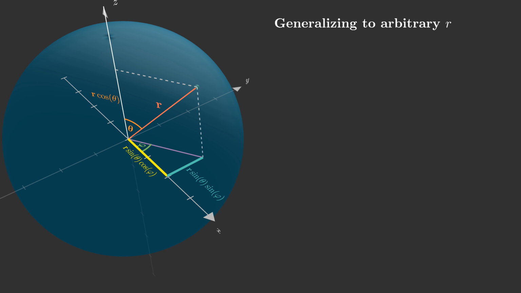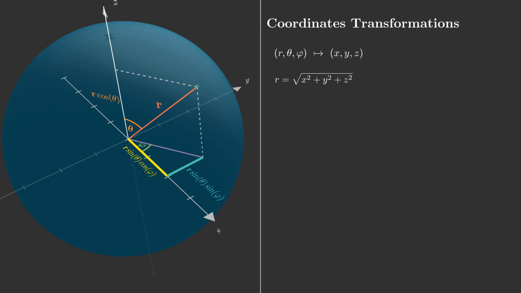So we have x equals r sine of theta cosine of phi, y equals r sine of theta sine of phi, and finally z equals r cosine of theta. We have already computed the transformation from the spherical coordinates to the Euclidean ones. If someone would specify r, theta, and phi, we have derived the formulas for computing the Cartesian coordinates x, y, z. Now, let us compute the inverse map from the Cartesian to the spherical coordinates.